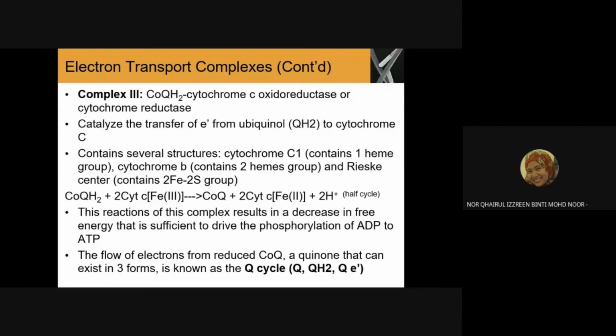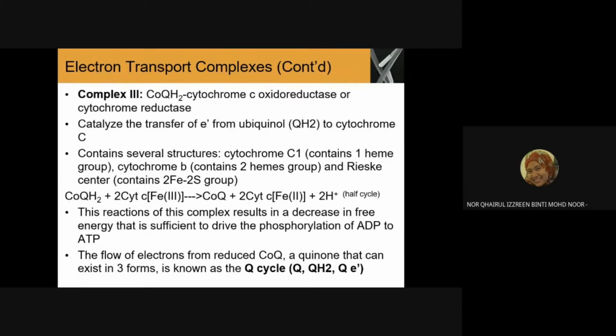It catalyzes the transfer of electrons from ubiquinol. Remember, ubiquinol is formed from complex 1 and complex 2. In complex 1, the electron acceptor is ubiquinone, and when it accepts 2 electrons, it becomes ubiquinol QH2. Same with complex number 2, where it receives electrons from FADH2 and ubiquinone becomes ubiquinol QH2. For complex number 3, it accepts 2 electrons from ubiquinol QH2. So this complex 3 catalyzes the transfer of electrons from ubiquinol QH2 to cytochrome C.